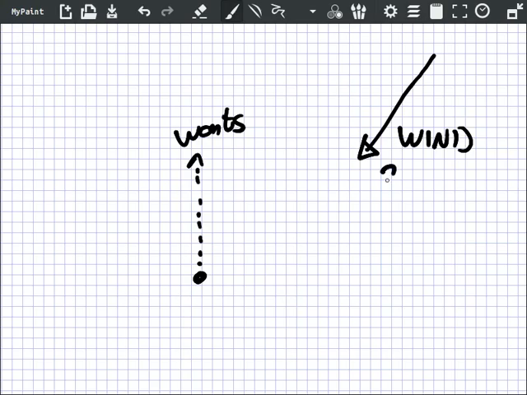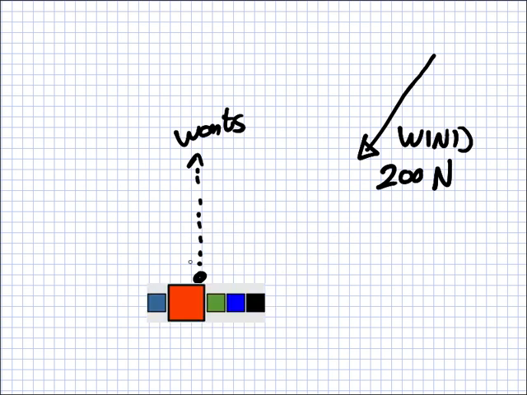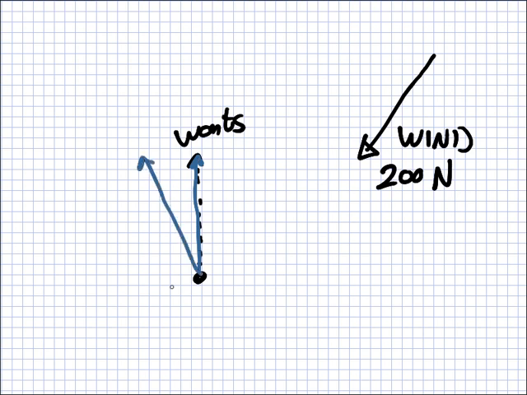And the wind is pushing down with 200 newtons. Now here's the problem. If the bird flies north, will it travel north? No, because what will happen? The wind will push it off course, won't it? So which way should the bird head? It will need to head a little bit this way, so that when the wind adds to it, it pushes it back. Okay? The same as with currents. You're trying to cancel out the wind.